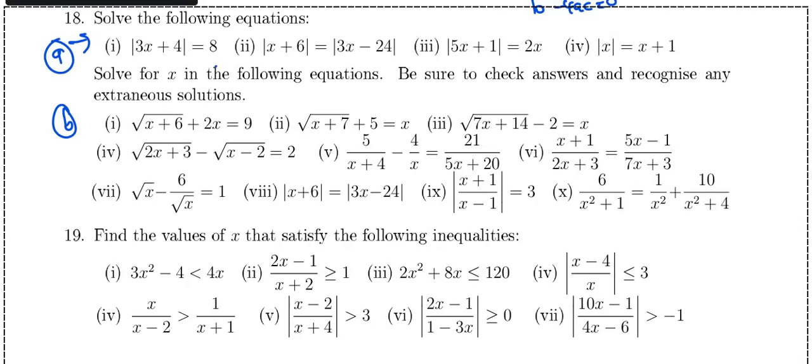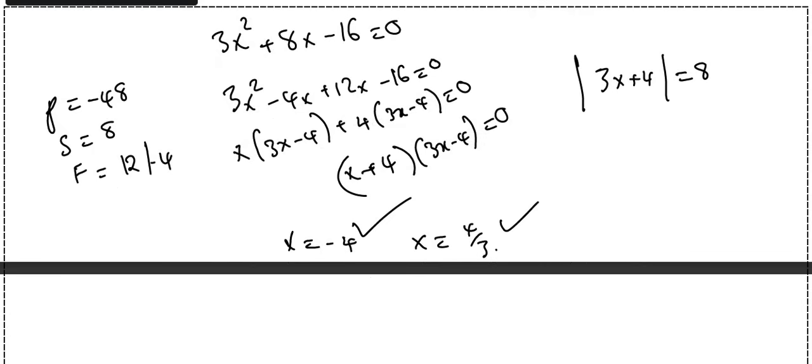So I'll also do the second one there. We also square both sides. So the second one, that's question number 18, second one, they are saying modulus of x plus 6 is equal to the modulus of 3x minus 24.